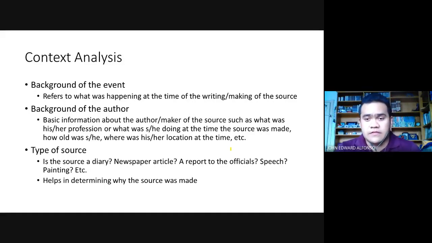Another thing that we can consider in determining credibility is the type of source. What is the type of source?